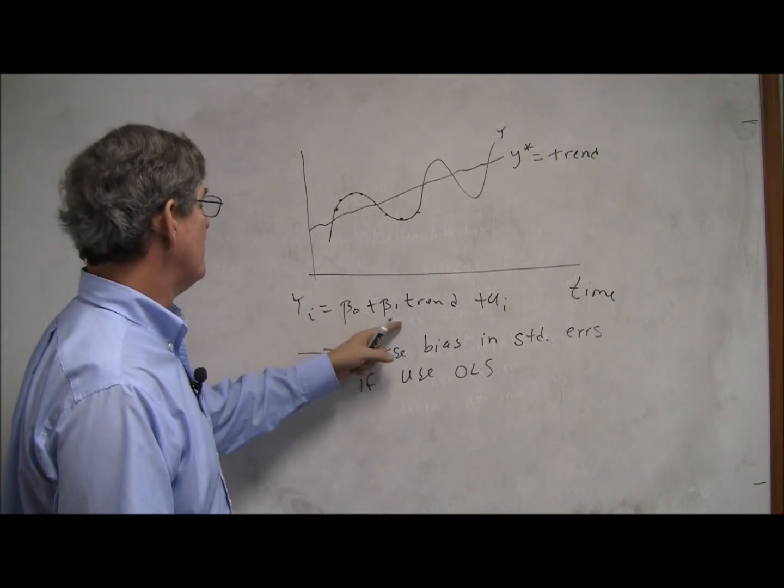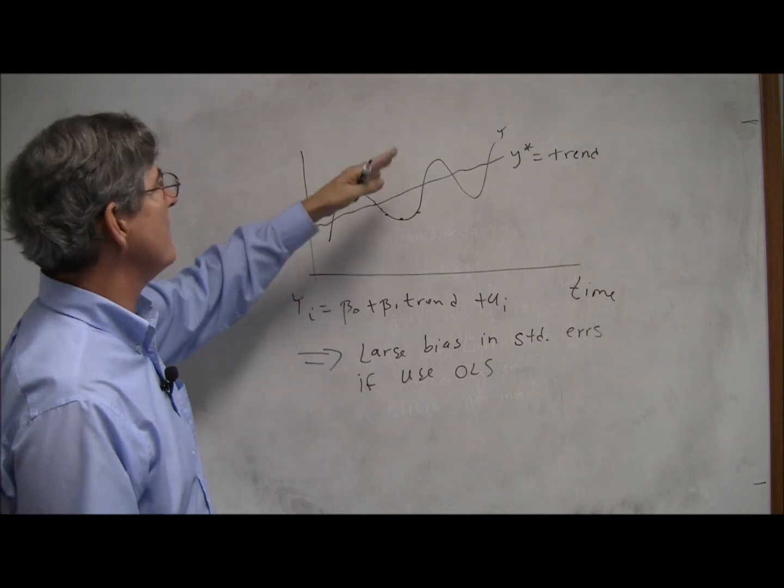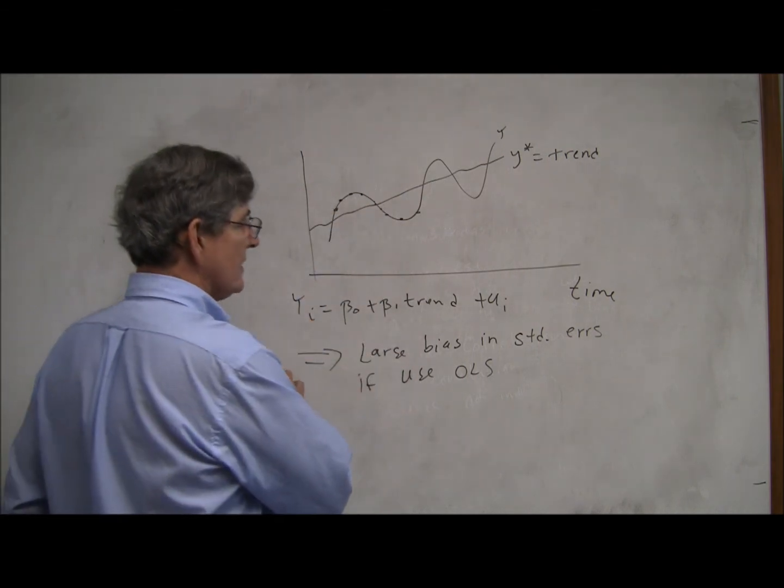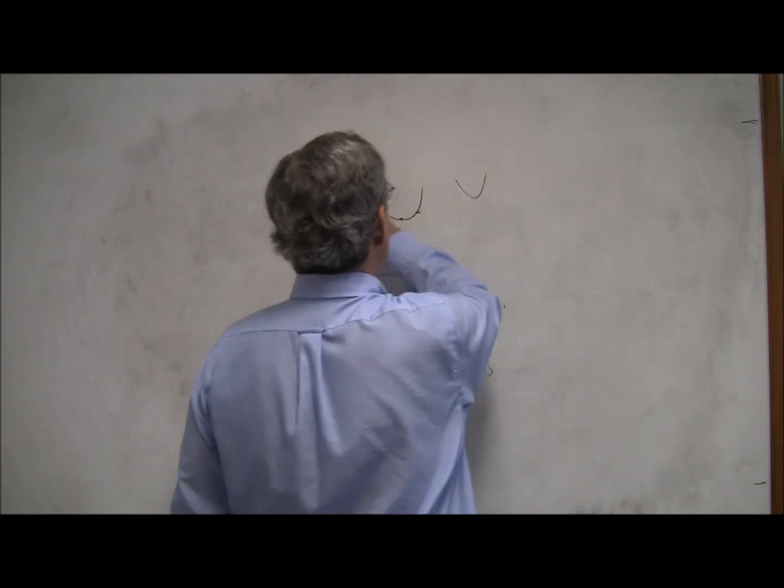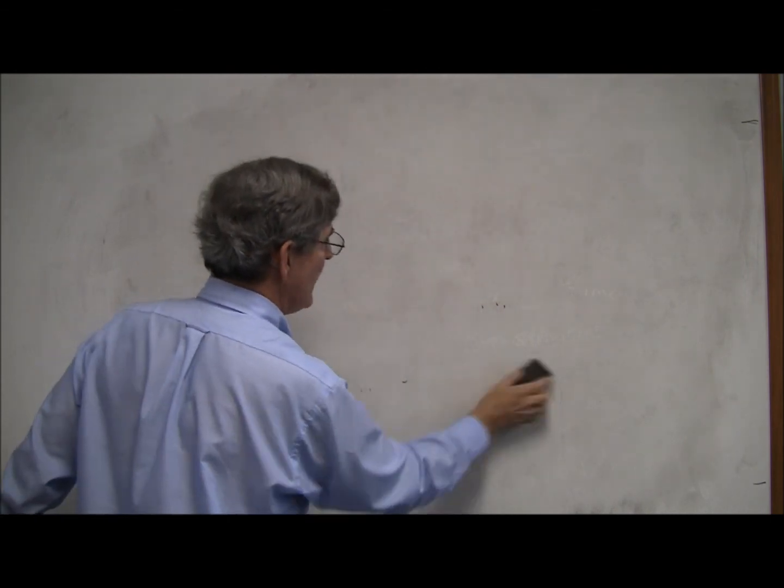Your betas are fine in this case. On average, you get the right betas, but you get really, really bad estimates of the standard errors. Often they're way too small, and that makes your t-statistics way, way too big.